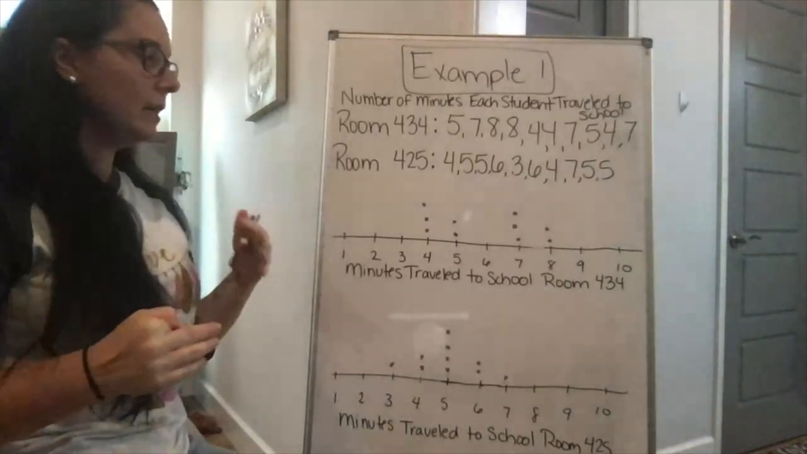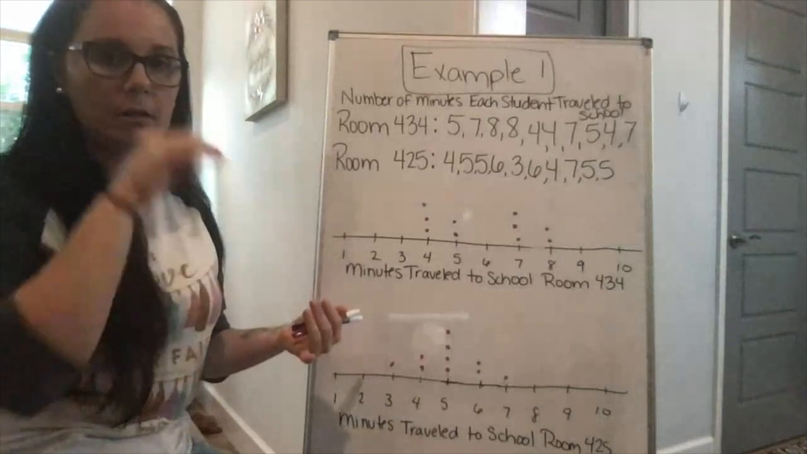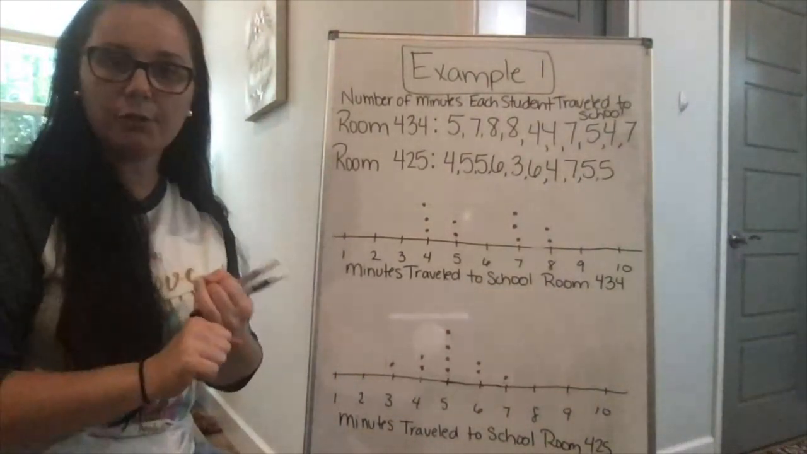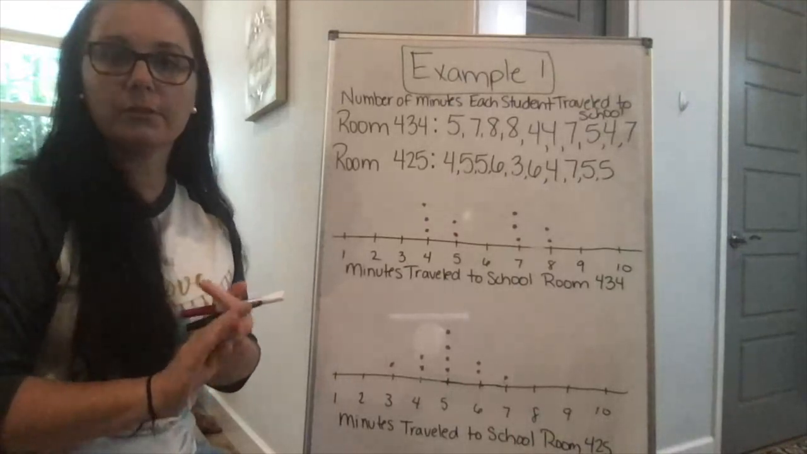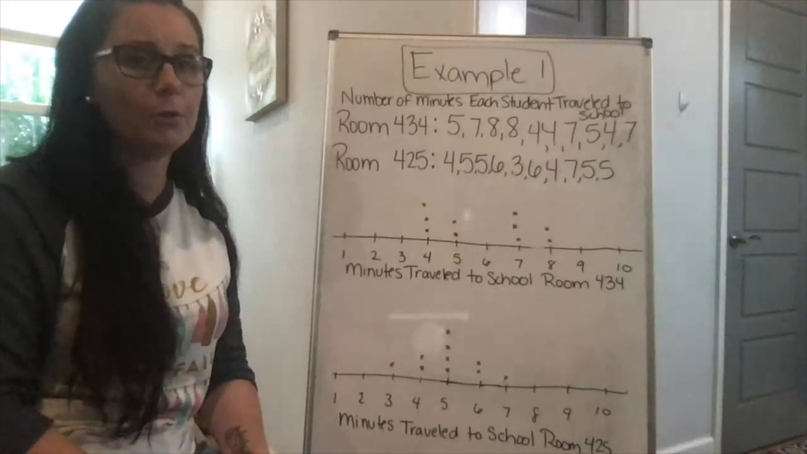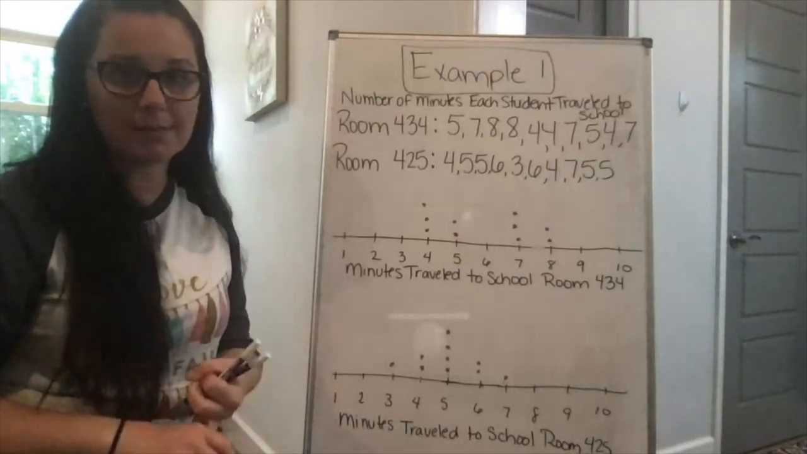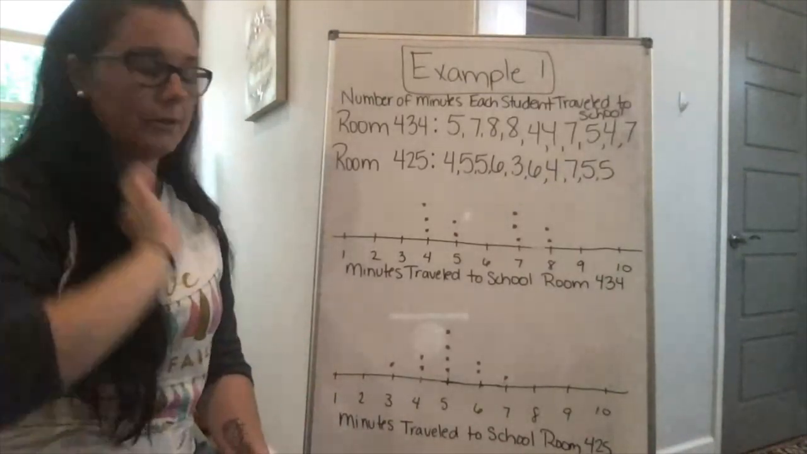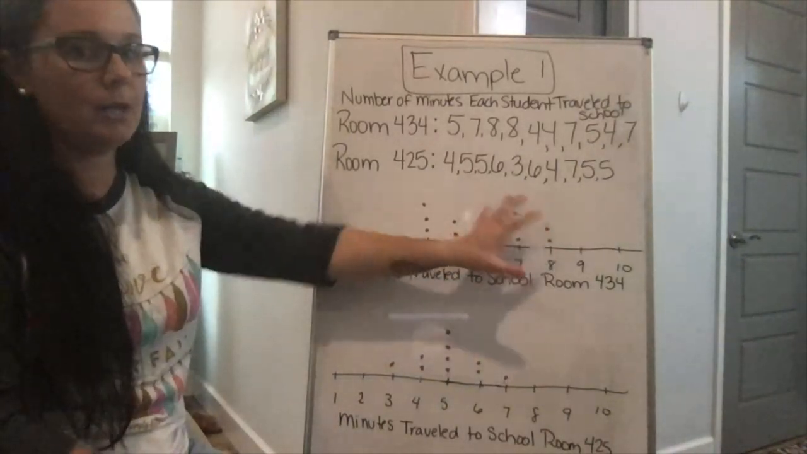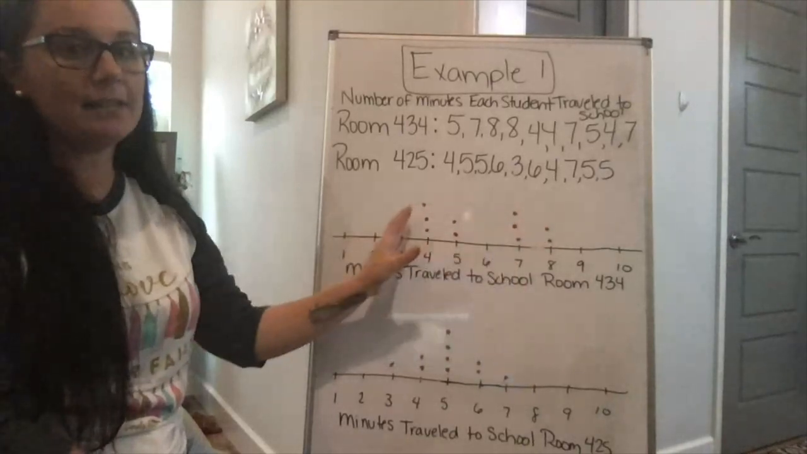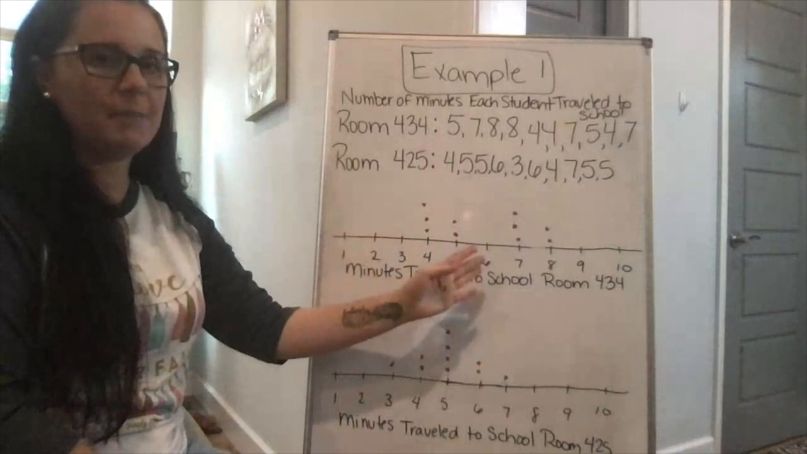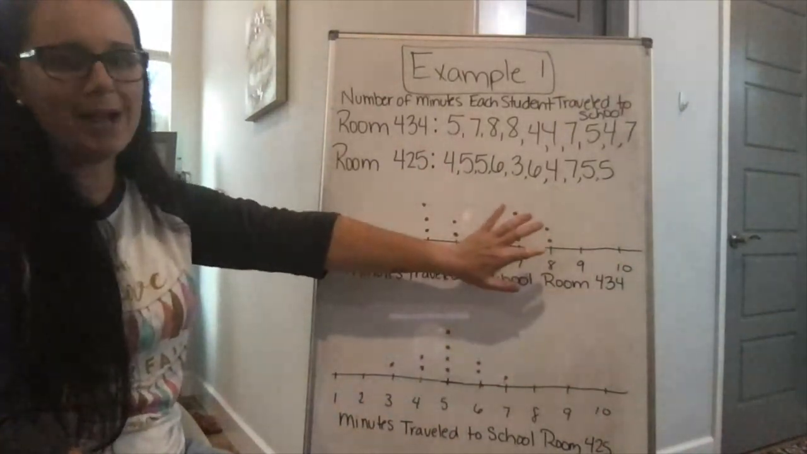So let's talk about the shape. You saw just before this example that our shapes could be symmetrical, they could be skewed to the left or skewed to the right. We can also have a non-pattern like shape. So it's not skewed and it's not symmetrical. So we would just say it's not a pattern. The no pattern is what my classroom 434 dot plot is going to be. It's definitely not skewed, clumped to the right or to the left, and it's definitely not symmetrical. So this would have no pattern to it at all.